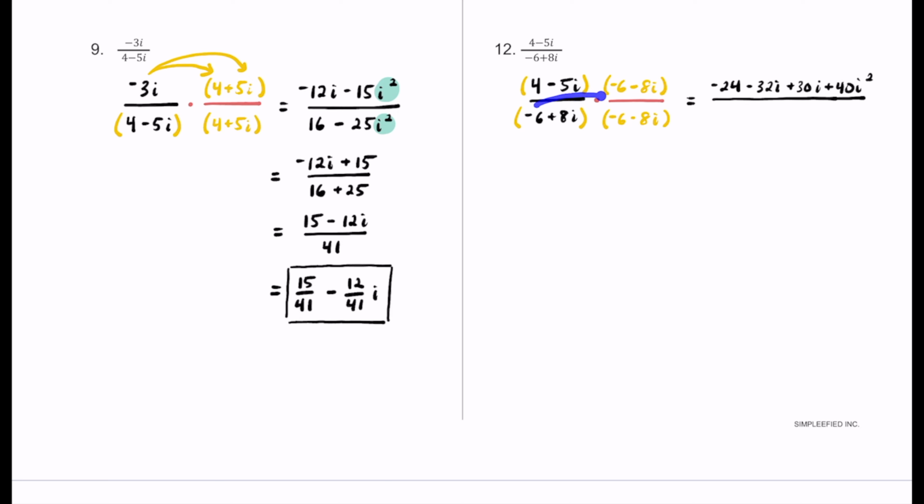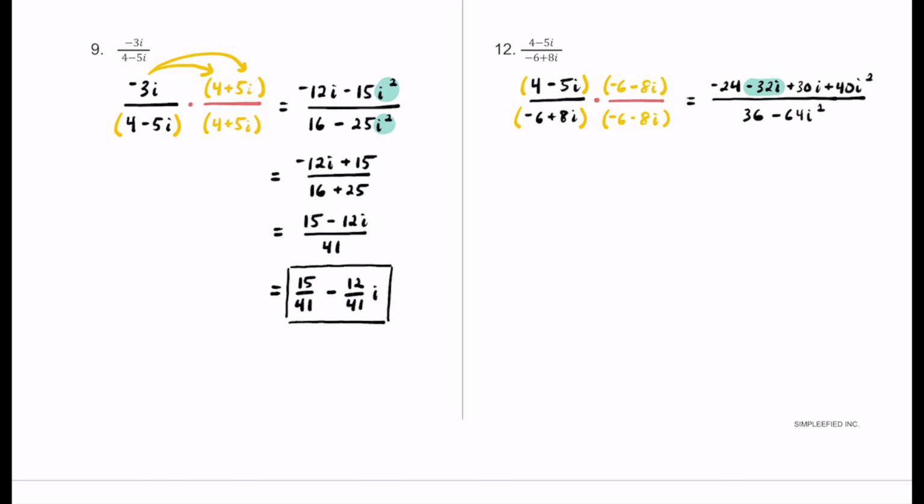On bottom, negative 6 times negative 6 is going to be positive 36. The outers here, along with the inners, are going to cancel each other out. And then we have 8i times negative 8i, which is going to be negative 64i squared.